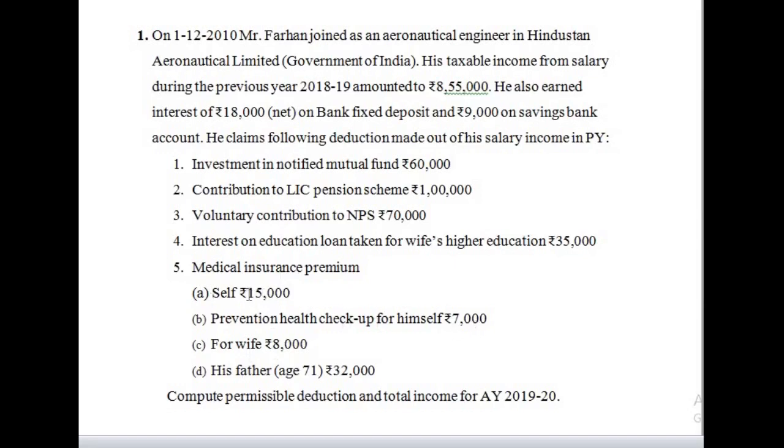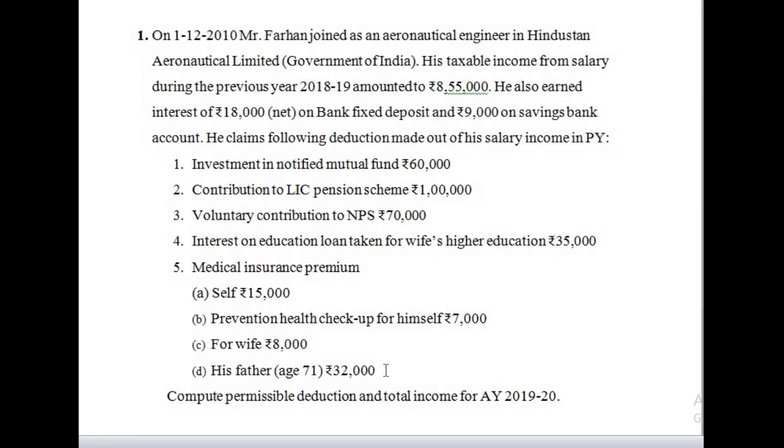So here in this case, medical insurance premium under 80D for self is 15,000, and it is less than the limit. Preventive health checkup for himself rupees 7,000. That means he spent rupees 7,000 for the health checkup, but he can claim up to 5,000 as health checkup deduction. Then for wife rupees 8,000. For his father, he is a senior citizen, above 60 years. So for senior citizens, the maximum limit of deductions under section 80D is 30,000 instead of 25,000. So you can claim up to 30,000 as deduction under section 80D.